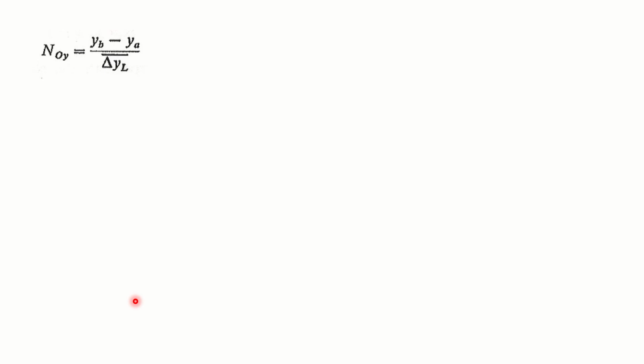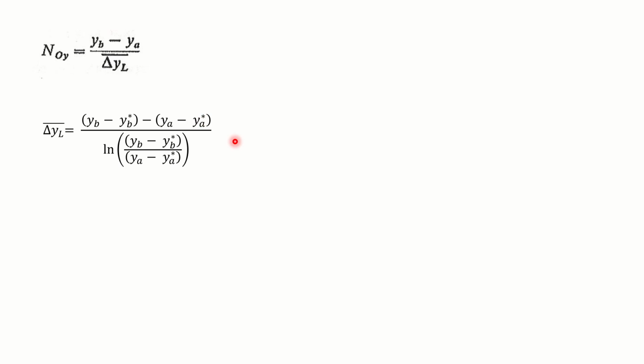Already YB, YA are given in the problem statement. So what is the formula of delta Y bar L? That is given here. YB, YA you have, but YB star, YA star we don't have. So what is YB star? For XB, the corresponding equilibrium value is YB star. For XA, the corresponding equilibrium value is YA star. We have the equilibrium line equation. In that, substitute the XB value and you will get the corresponding YB star, and substitute the XA value and you will get the corresponding YA star. Since XA is 0, YA star is also 0. Only YB star you are supposed to calculate, so by substituting XB in the formula, you get YB star.